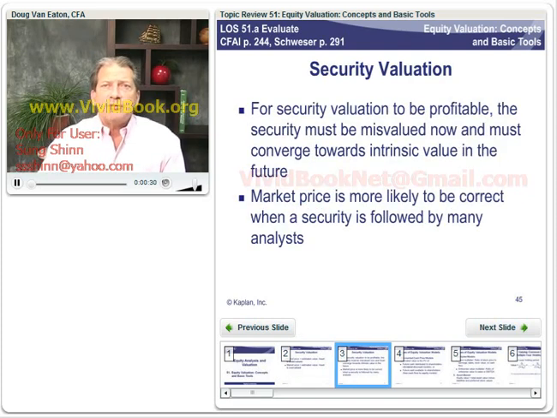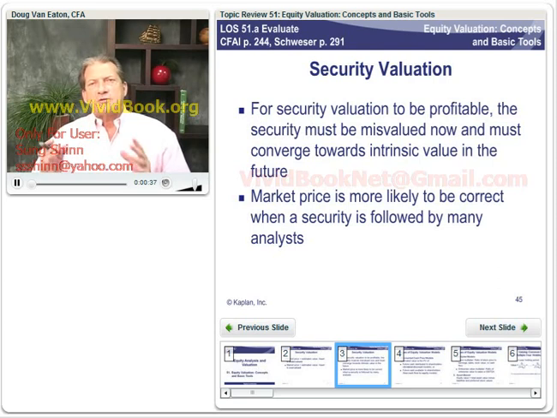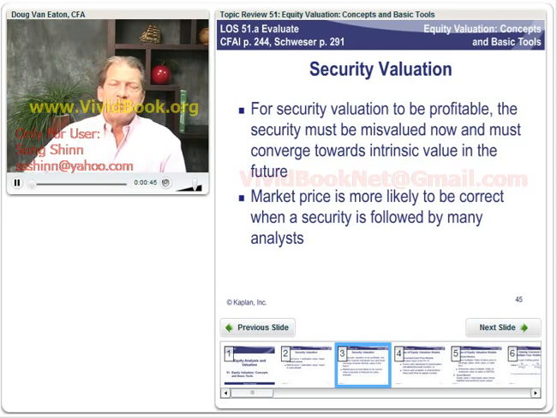So for security valuation to be profitable, we've got to find a security that's misvalued now, but it's got to move toward what we determine is its intrinsic value in the future. And market price is more likely to be correct when a security is followed by many analysts compared to a security that's followed only by a small number.